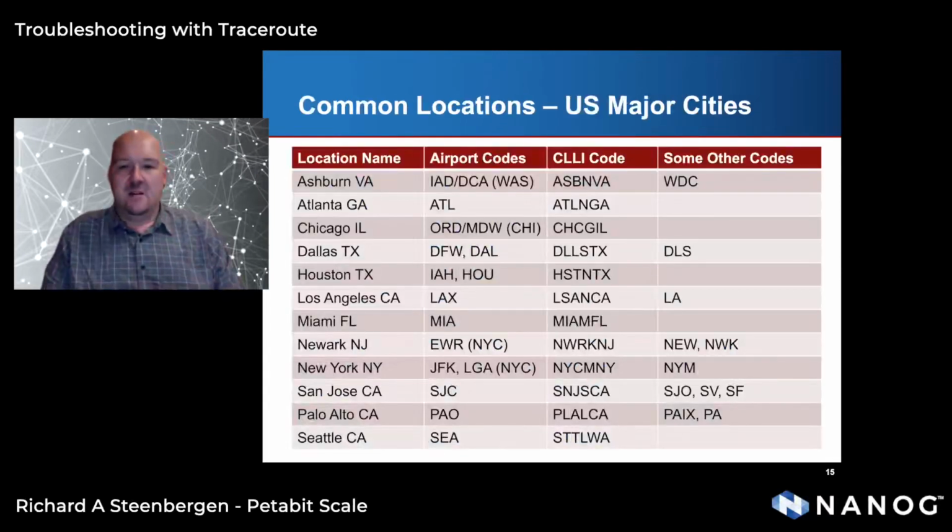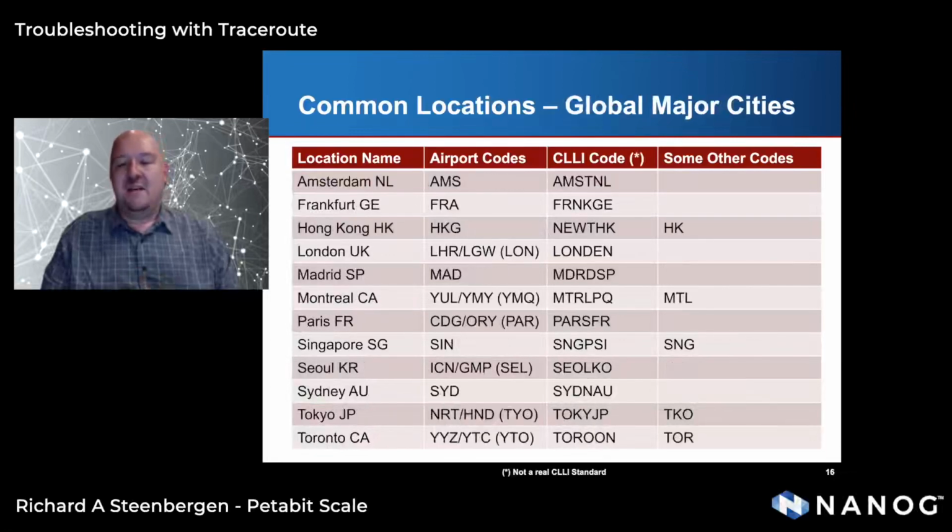So here's a little table of the major US cities that you'll typically see pop up in Traceroute, because these are the primary interconnection hubs. This is where most traffic will be exchanged or routed, where the core routers will be located. So you can look at this for handy reference. And here's the same thing on the major global cities. These are the big locations that you'll often see traffic routed through. And here's the airport codes, the metro codes, the silly codes, and then some other codes that people will use.